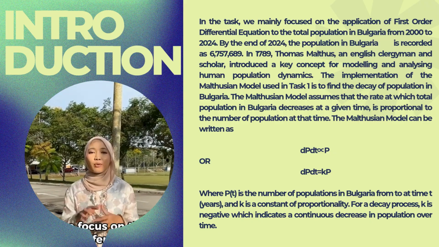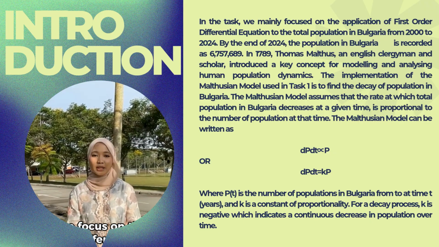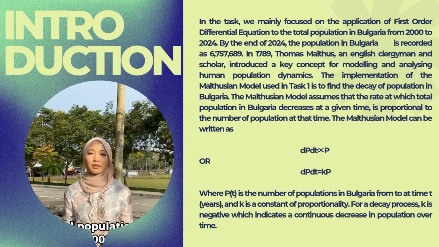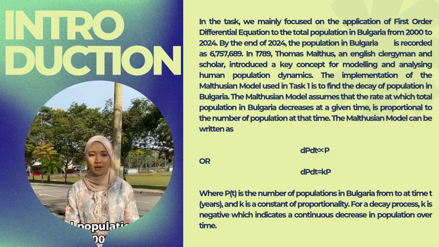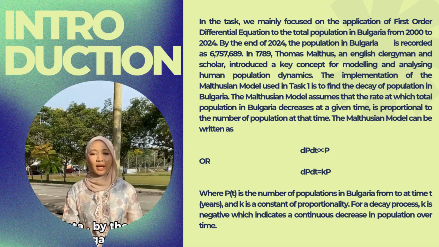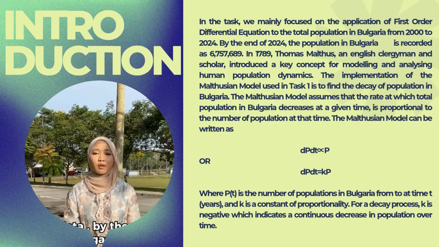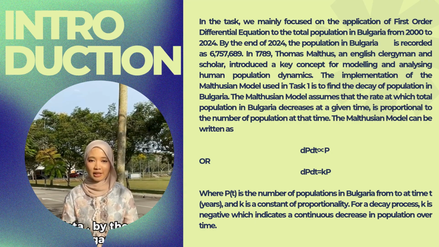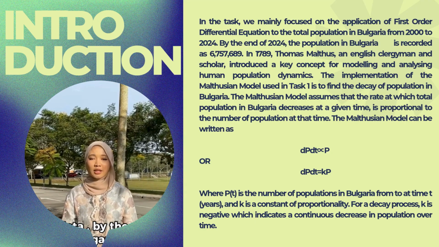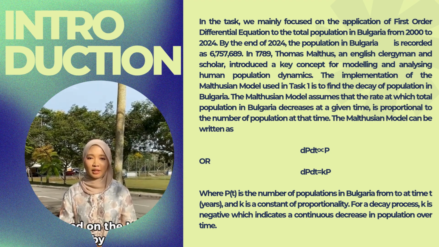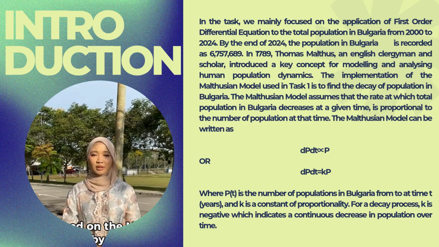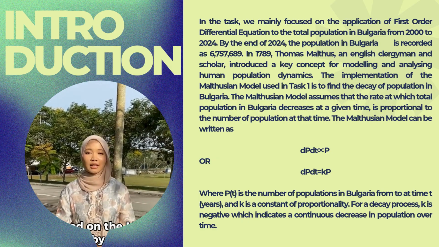In this project, we focus on the application of a first-order differential equation to model the total population in Bulgaria from the year 2000 until 2024. Based on the data, by the end of 2024, the population of Bulgaria is recorded at 6,757,689. This study is based on the Malthusian model, which was introduced by Thomas Malthus in 1789.